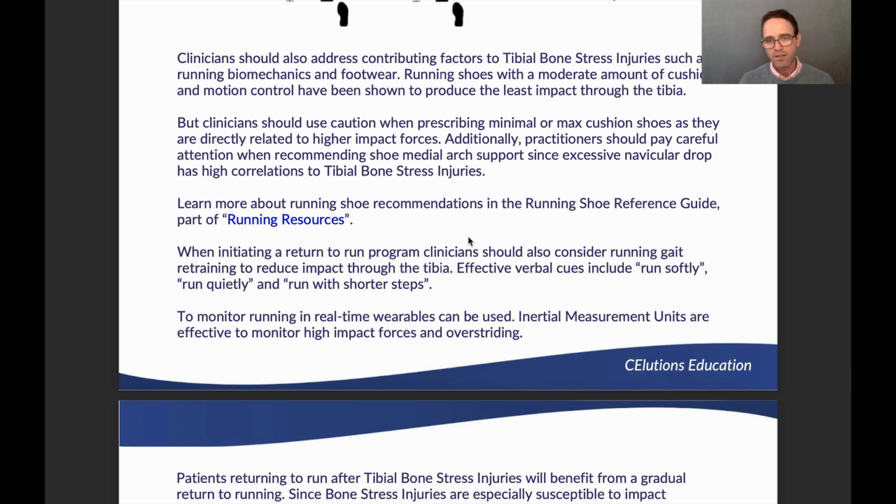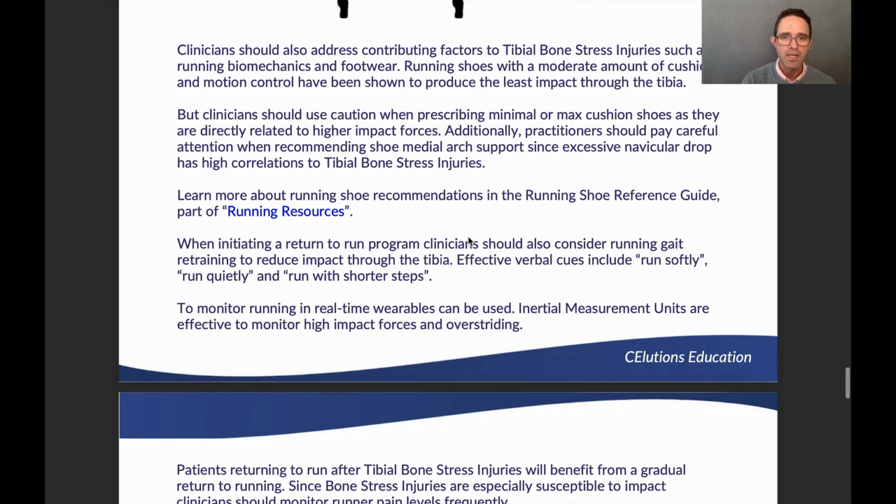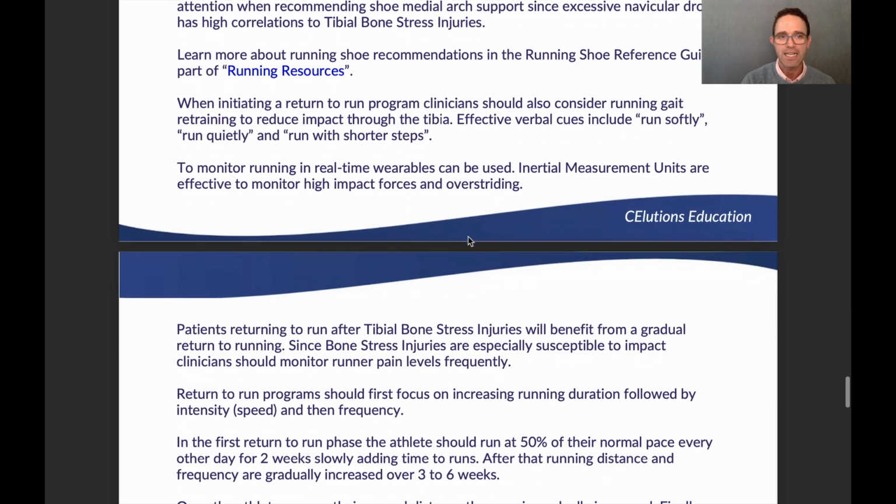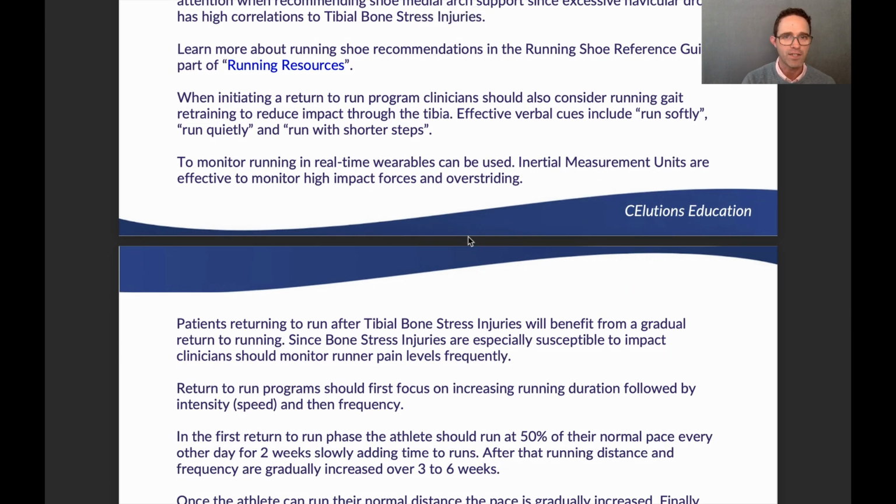We want to definitely recommend the right shoes. Oftentimes, changing running shoes can be a very complex topic, and a lot of runners have an attachment to their shoes. Check out the running shoe reference guide as part of running resources, and that will definitely help you get good shoes for your patients.